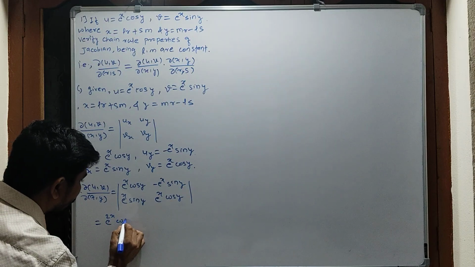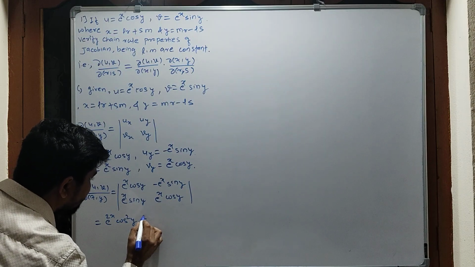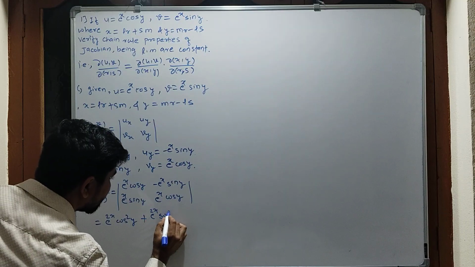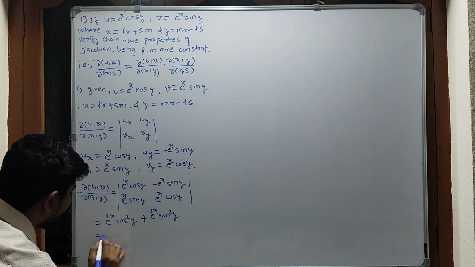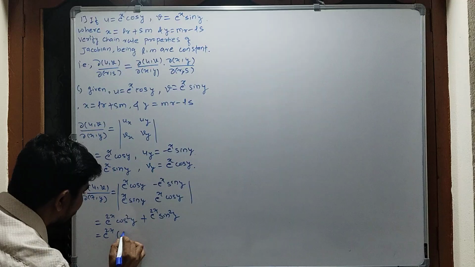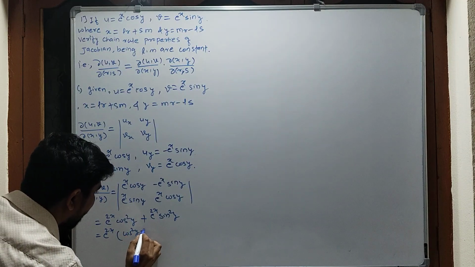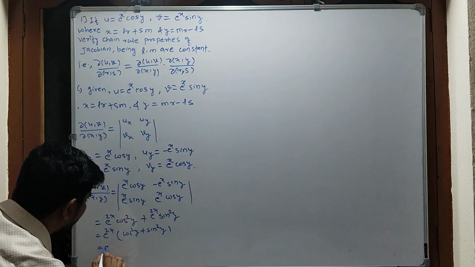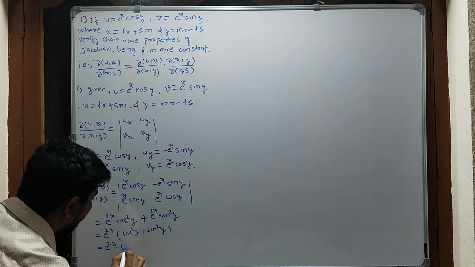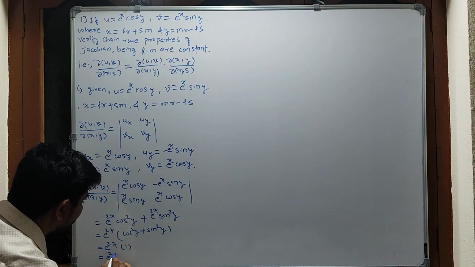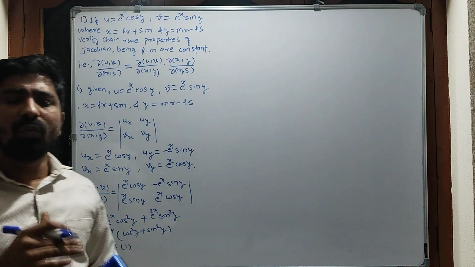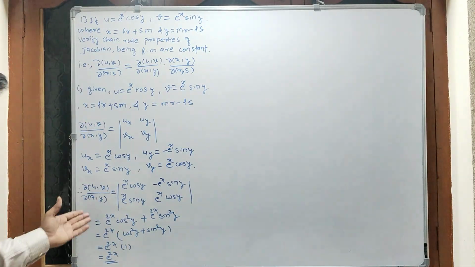times cos square y, minus minus plus e power 2x into sin square y, which is equal to e power 2x times cos square y plus sin square y, which is equal to e power 2x, since this is 1. So this is my Jacobian of u comma v with respect to x comma y.